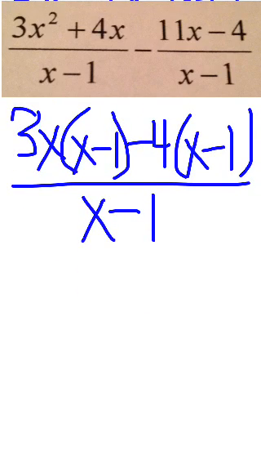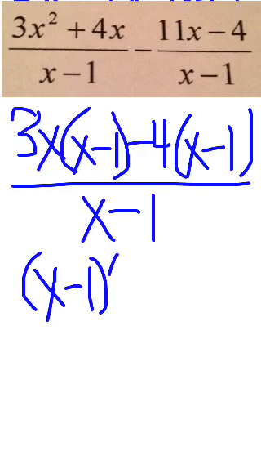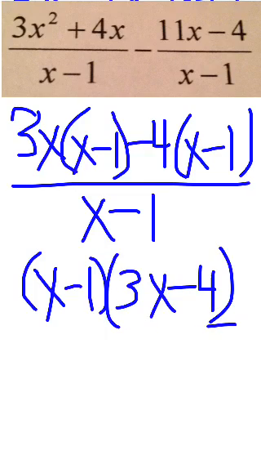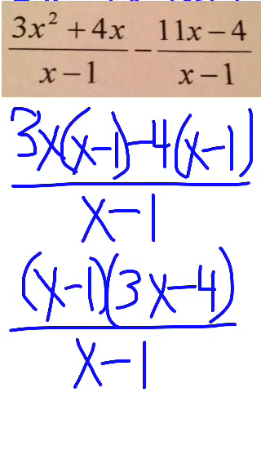The next step is to combine everything. So we have x minus 1 times 3x minus 4 all over x minus 1. At this point, see if there's anything you can cancel. You're right, the x minus 1s will cancel out, leaving us our final answer, 3x minus 4.